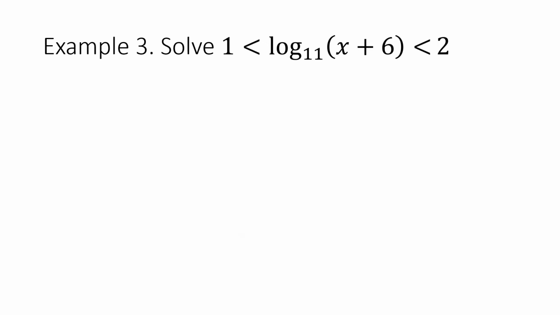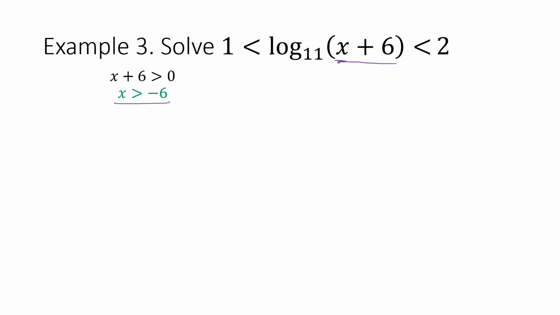Example 3. Solve logarithm of the binomial x plus 6 to the base 11 is greater than 1 but less than 2. We are asked to solve for the value of x. It is part of the anti-logarithm. So we will consider the fact that every anti-logarithm is positive. That is, x plus 6 is greater than 0. And by adding -6 to both sides, we'll get the value of x. The solution is x is greater than -6. Okay, we will consider this solution later.